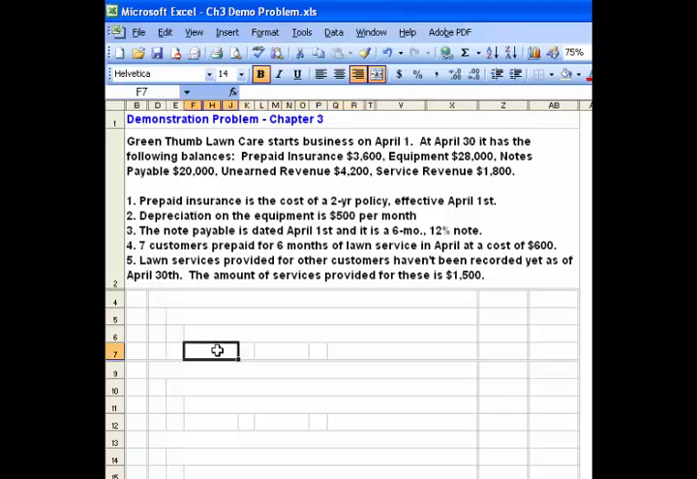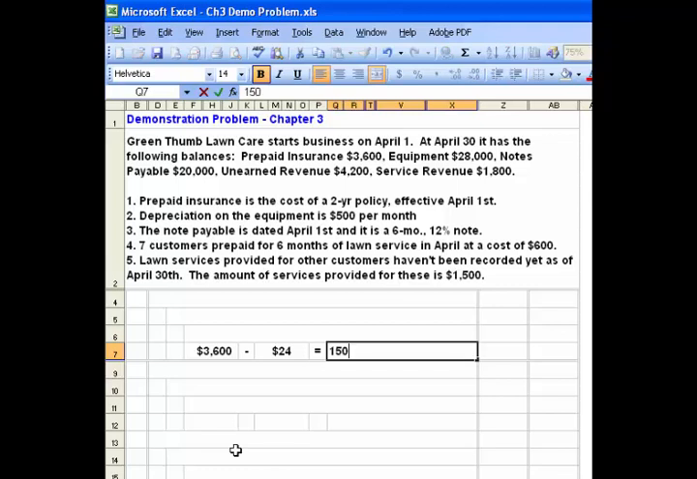Well, I'm going to write down $3,600. I'm going to write down minus, and I'm going to say for 24 months so that I come up with a monthly amount of insurance expense, and that equals $150. Now I'm going to do it this way. Equals 3,600 divided by 24. So there we see it in front of you. If you're not real familiar with Excel, the formula bar is up here that I'm pointing to so you can see the formula. Equals 3,600 divided by 24.